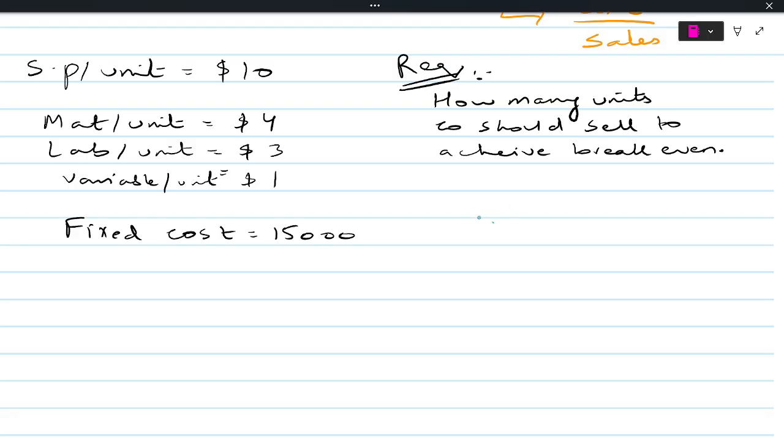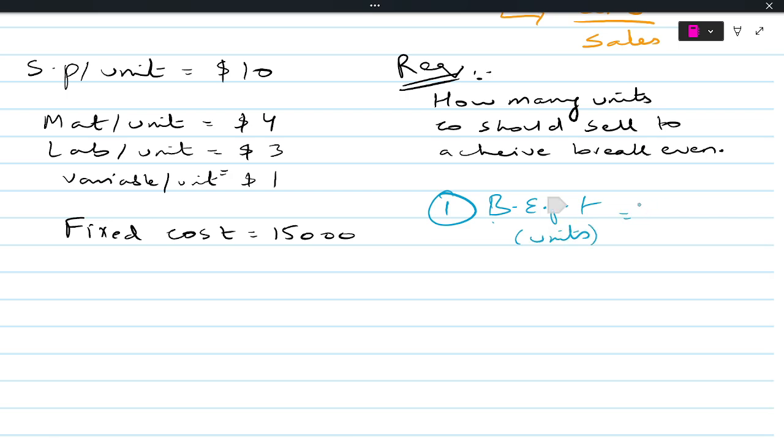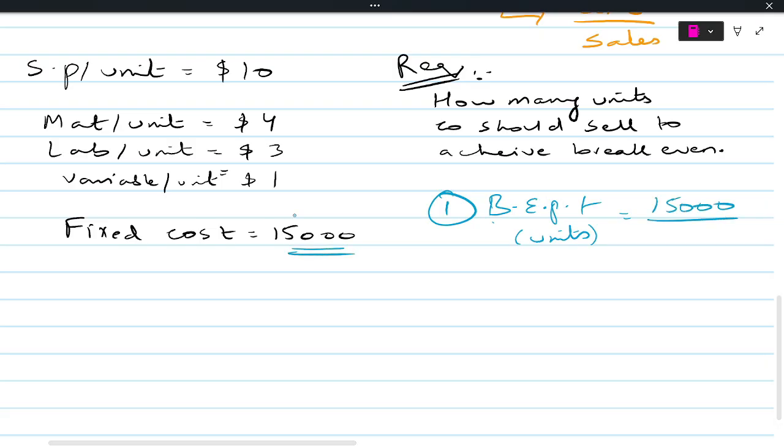So what do I need? I need the break even point in terms of revenue and in terms of unit, right? But first thing first, I need the unit. So break even point in terms of the unit, right? You guys know what's the formula? Total fixed cost divided by contribution per unit. So total fixed cost is given to me in the question as 15,000, right? Contribution per unit, I don't have that, so I'll calculate that.